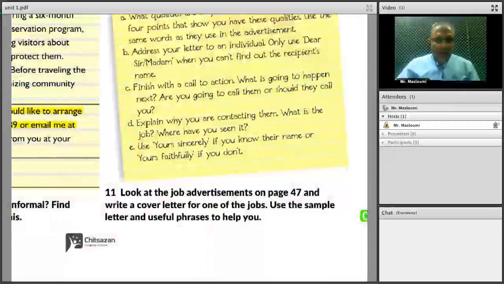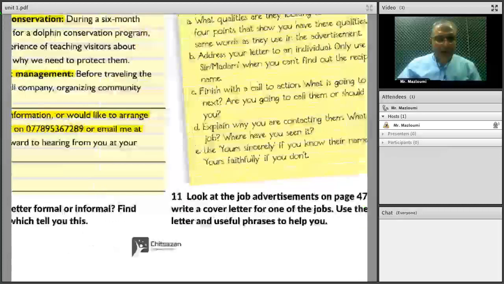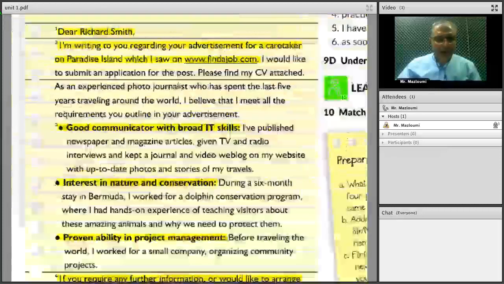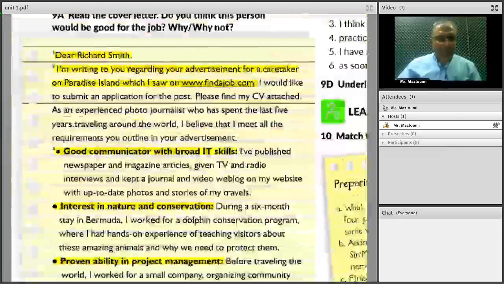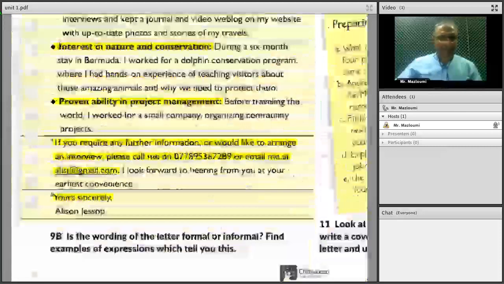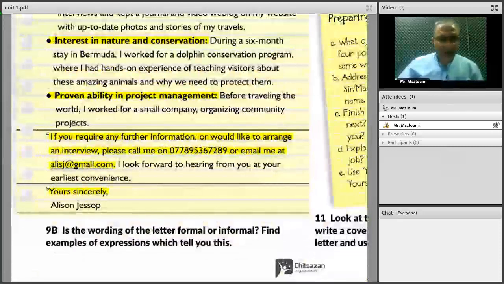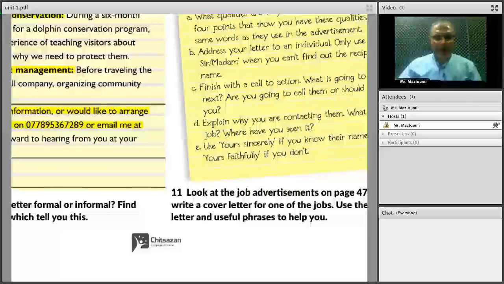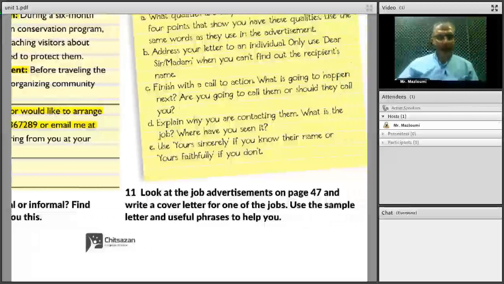E. Use yours sincerely if you know their name, or yours faithfully if you don't. So, yours sincerely, you see here, everyone, we know the recipient's name, so the writer has used yours sincerely. In case we don't know the name, we use yours faithfully. For example, dear sir or madam, and at the end we use yours faithfully.